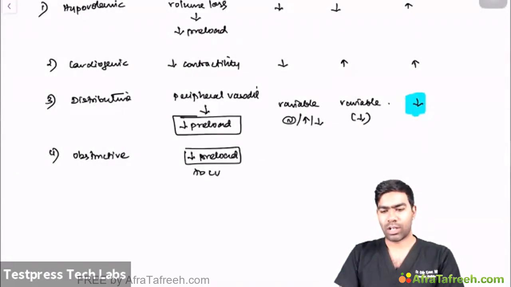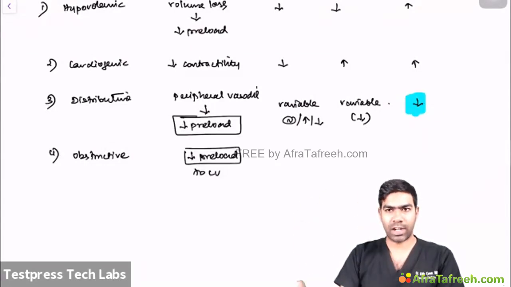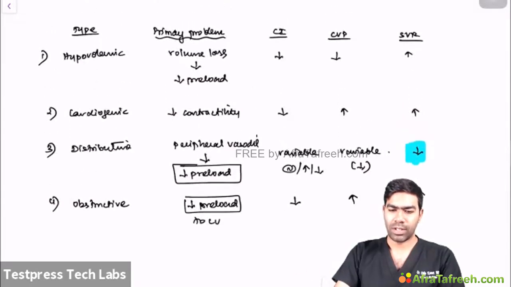So because of obstruction like pulmonary embolism, which is blocking the blood flow from the right ventricle to the left atrium and then to the left ventricle, your cardiac index will be low and your CVP will be definitely high, and the systemic vascular resistance also will be high. So these are the basic differences, but this is not a very practical table in the first place.